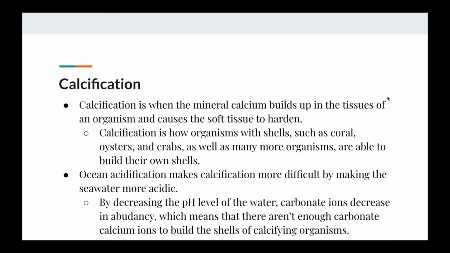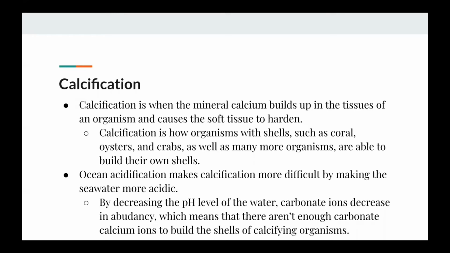Calcification is when the mineral calcium builds up in the tissues of an organism and causes the soft tissue to harden. And our bones are also made up of calcium, and that's a form of calcification. And similar to that, organisms need to protect their structure, so they calcify to make a skeleton or a shell. And calcification is how organisms with shells, such as coral, oysters, and crabs, and other organisms as well, are able to build their own shells.